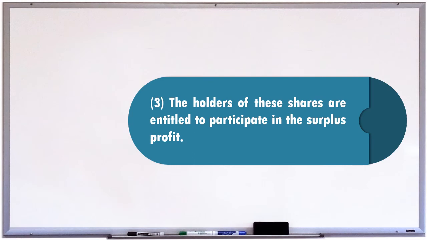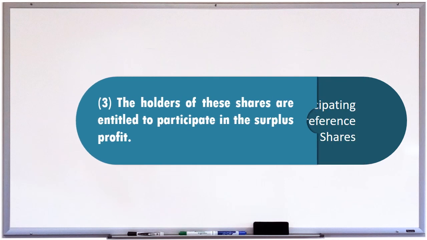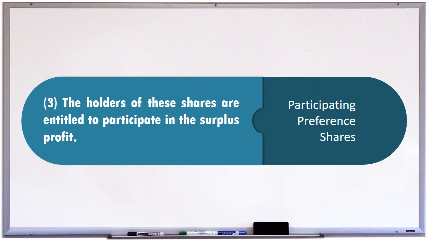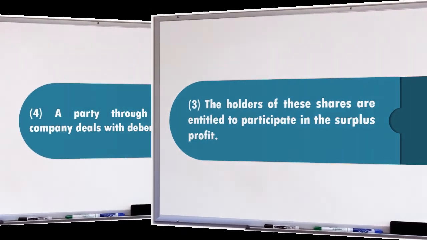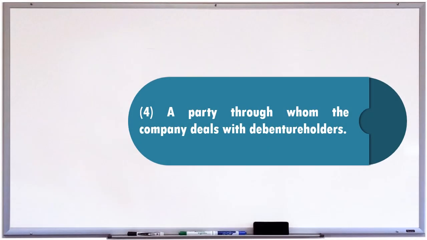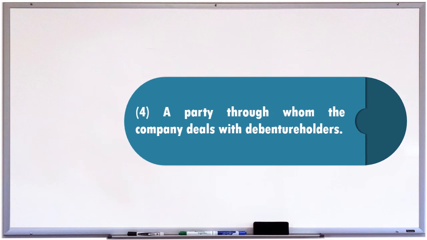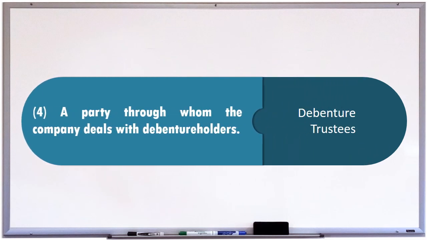3. The holders of these shares are entitled to participate in the surplus profit. And the answer is participating preference shares. 4. A party through whom the company deals with debenture holders. And the answer is debenture trustees.